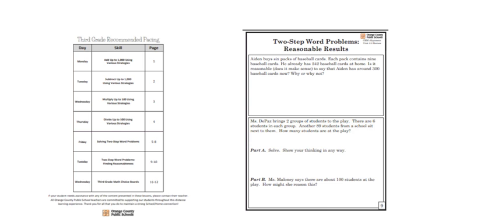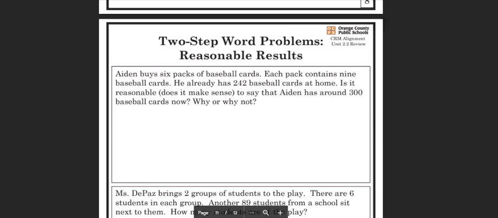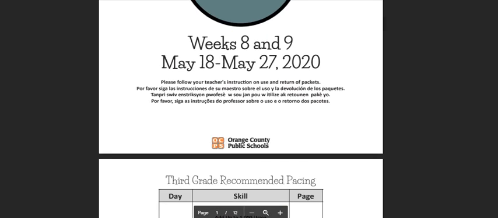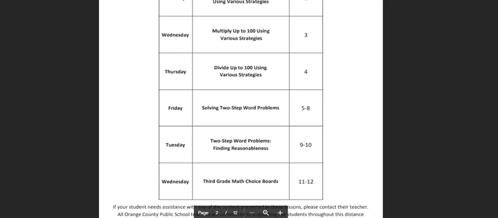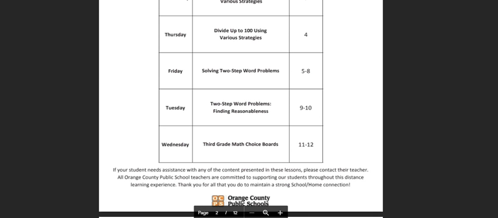Okay? So when you look at your packet, I'm going to go ahead and open the packet that I have. I have it right here. When I look at the packet, this is the packet for this week, right? I looked at it and it says Tuesday, which is today, you guys are going to be working with two-step word problems, finding reasonableness, pages 9 and 10. And tomorrow, it says that you should be working with third grade math choice boards, pages 11 and 12.